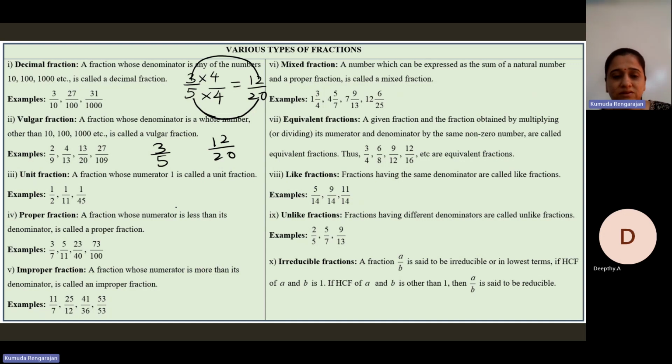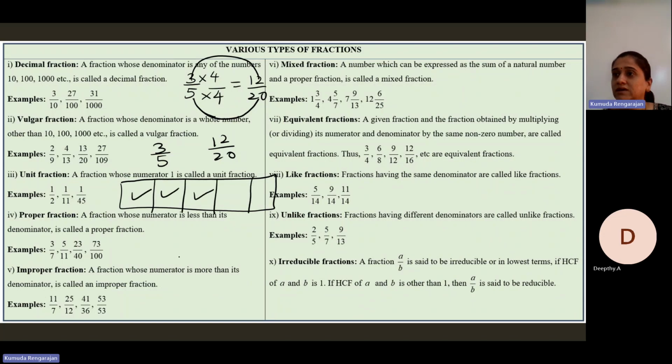So how do we understand that better? Supposing you have a rectangular toffee like this. A toffee is not rectangular, it's cuboidal. I'm just talking about the surface, okay? So now you make 5 parts, 5 equal portions, and you take 3 of it. Now take the same toffee and make 20 portions.